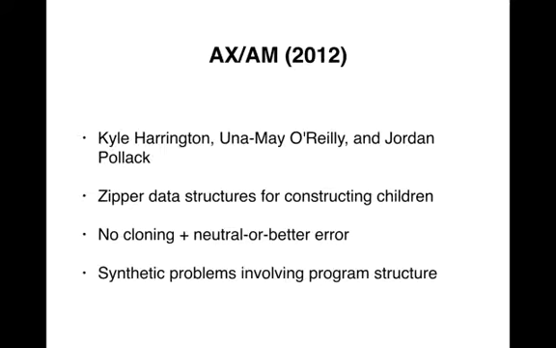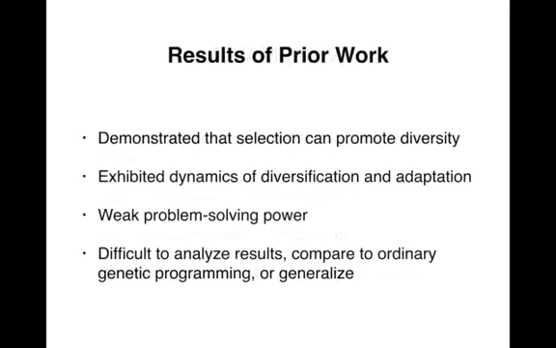In 2012, Kyle Harrington primarily and some other collaborators developed new auto-constructive evolution systems using zipper data structure for constructing children and a different set of constraints on reproduction, requiring, for example, neutral or better errors of children, and apply this to synthetic problems that involve program structure.